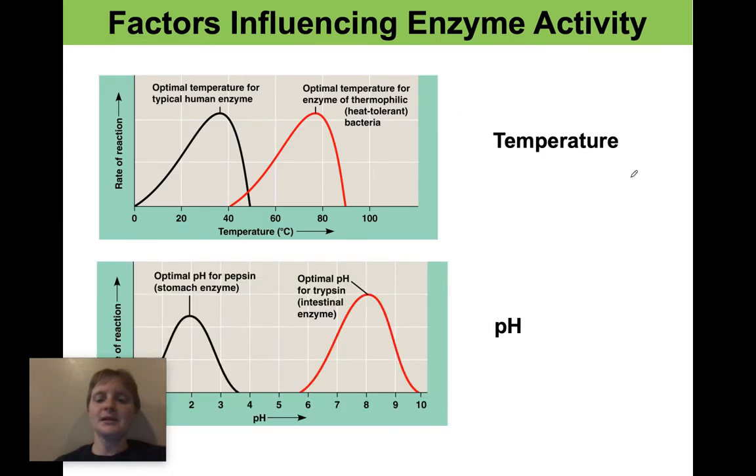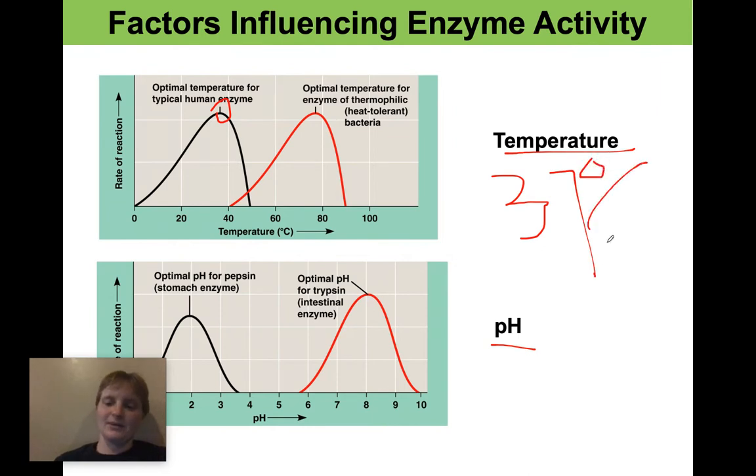Okay. Some other factors that influence enzyme activity are temperature and pH. Enzymes work at an appropriate temperature. Our enzymes work at about 37 degrees Celsius. That's where human enzymes work the best. Any guess on why human enzymes work the best at about 37 degrees Celsius? Why would my enzymes work the best at 37 degrees Celsius? 37 degrees Celsius is 98.6 degrees Fahrenheit. So it makes sense that our human enzymes work the best at human body temperature.